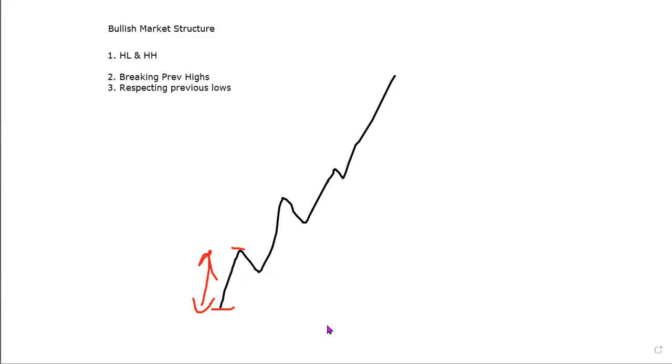So let's go back to this. So now this is our range. That's the low, that's the high. The moment price pulls back and forms this level, in comparison to this previous low, this is now high, right? So this is a higher low.